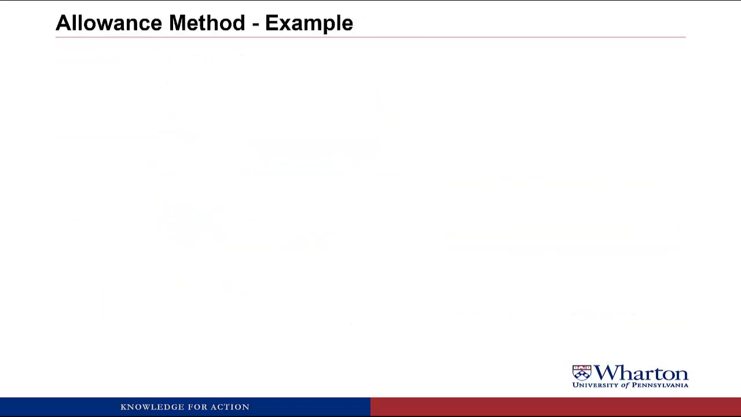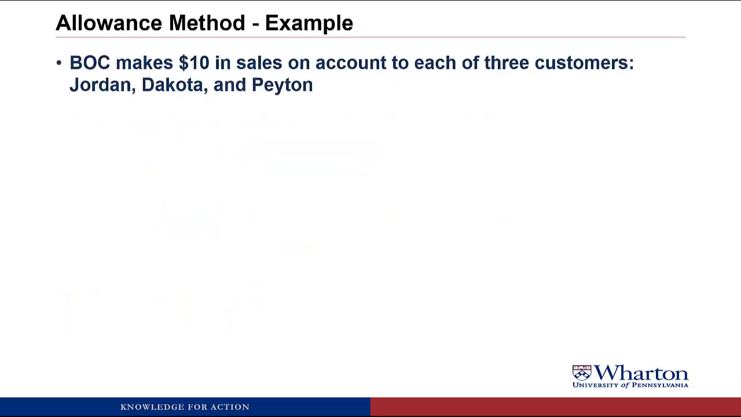So let's go through an example to see how this works. BOC makes $10 in sales on account to each of 3 customers, Jordan, Dakota, and Peyton.